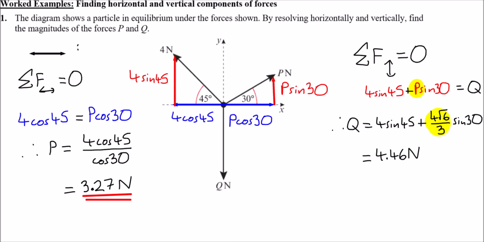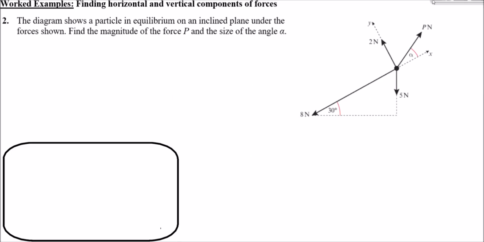So that's worked example 1 done. Let's have a look at another worked example. You guessed it, it's called worked example number 2. So, worked example 2. Looks a harder problem. I suppose it is. There's a few ways of tackling this one. I'll just mention what these ways are when we get to that point. So we've got a diagram here. A particle's in equilibrium. So again, forces in any direction are going to be balanced. It's on an inclined plane under the forces shown. Find the magnitude of force P and the size of this angle alpha.